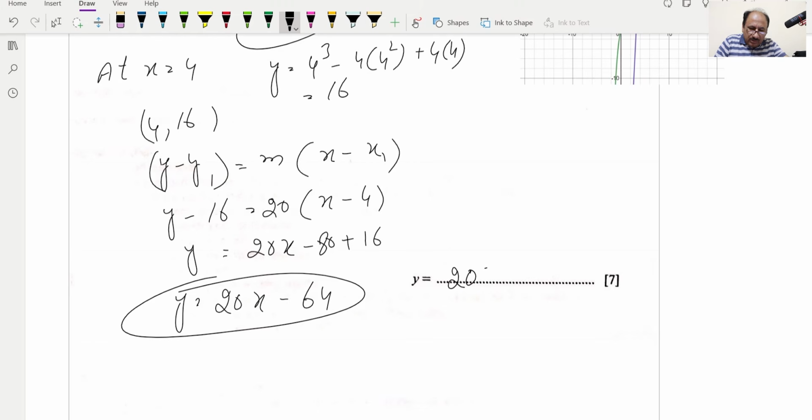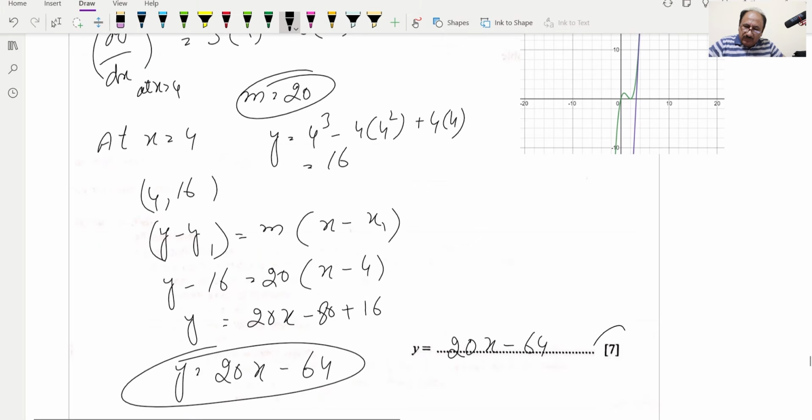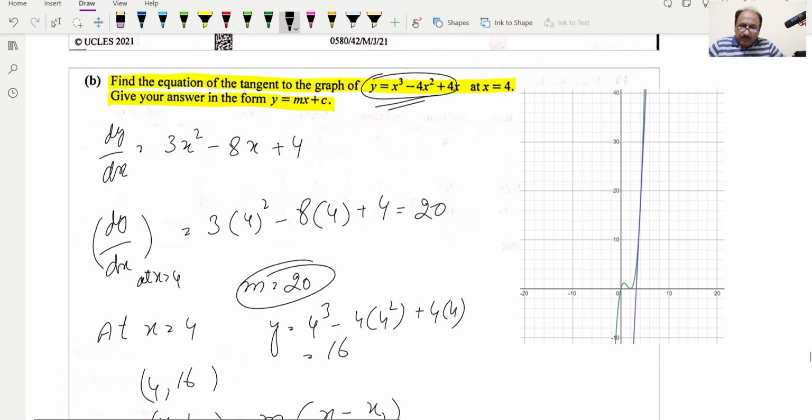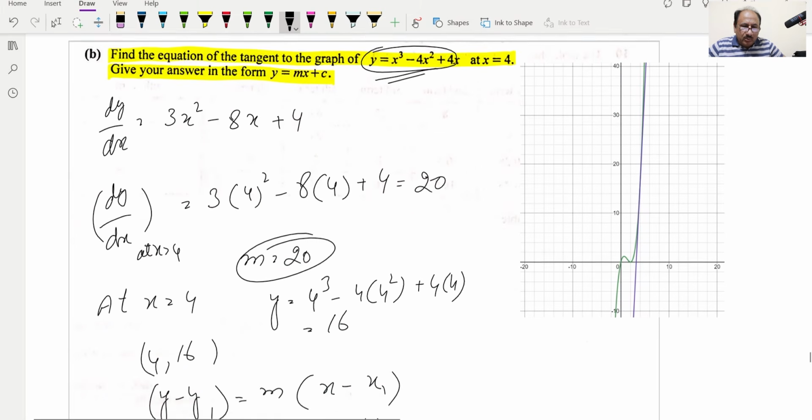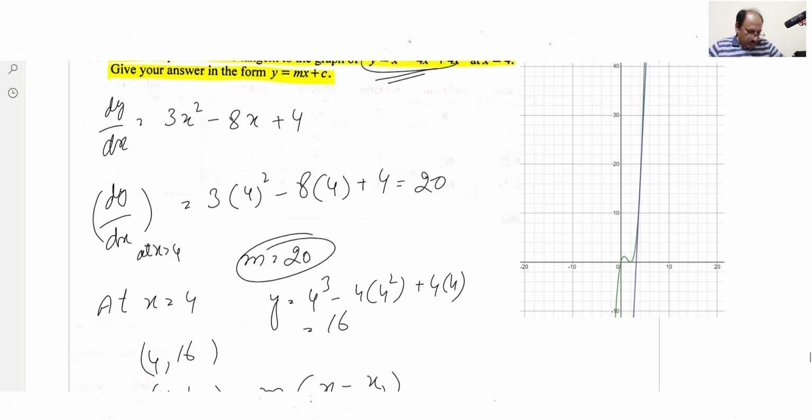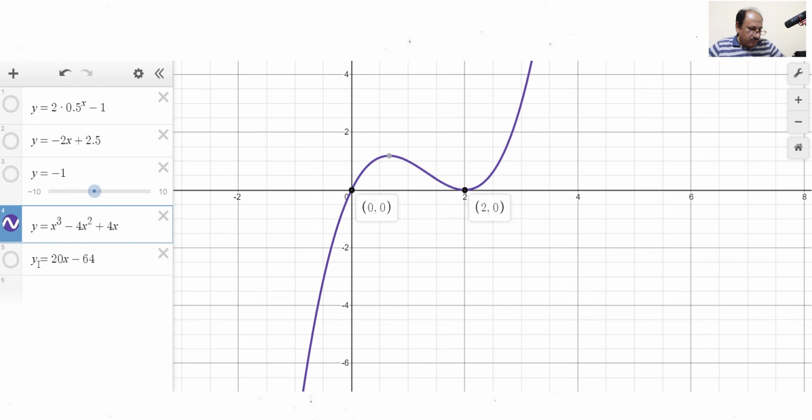We can write here 20x minus 64. Now our question is done. This was a 7-mark question which we are done with, but we need to confirm that our equation is correct. So on the same software, if we go and type this equation which we got, y is equal to 20x minus 64, we will check whether this line will be tangent at 4 or not.